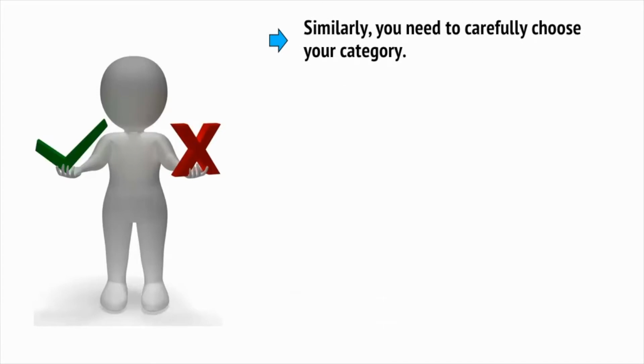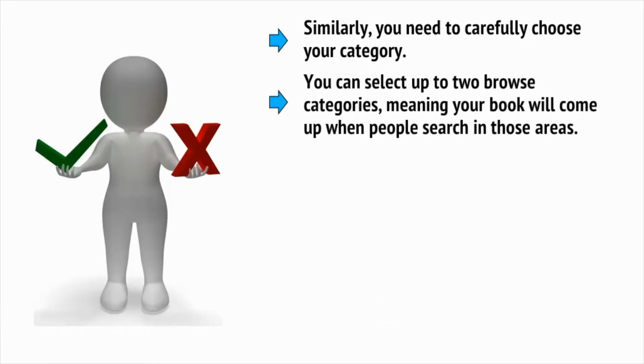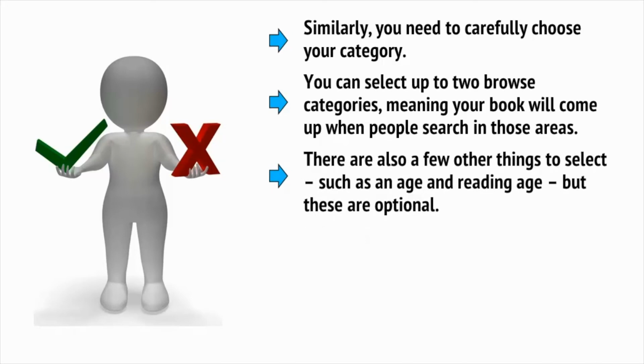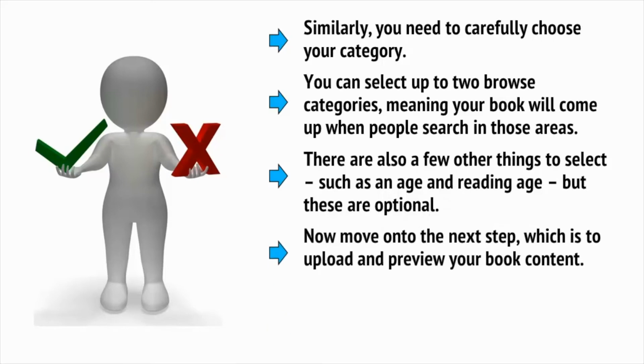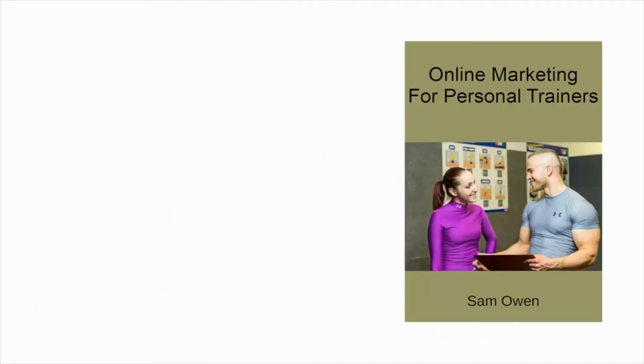Similarly, you need to carefully choose your category. You can select up to 2 browse categories, meaning your book will come up when people search in those areas. There are also a few other things to select, such as an age and a reading age, but those are optional. Now move on to the next step, which is to upload and preview your book content. Once you've taken a look and you're happy with the way it looks, then you'll need to confirm your content rights. This is also the point at which you'll be adding your cover.